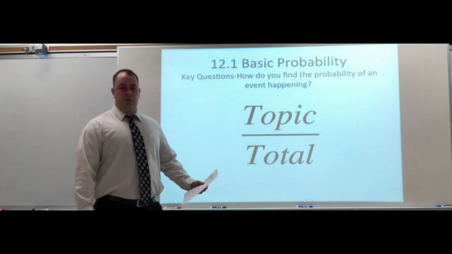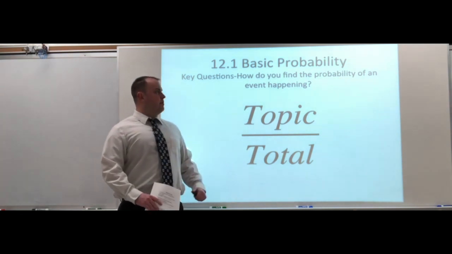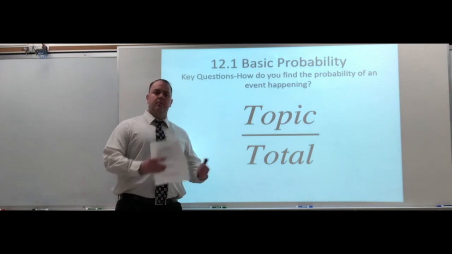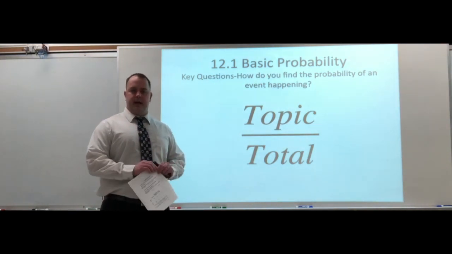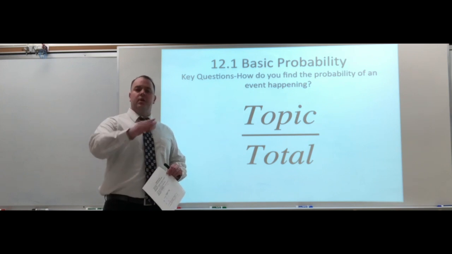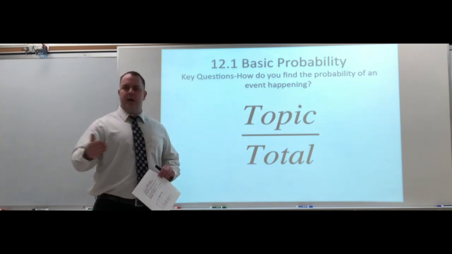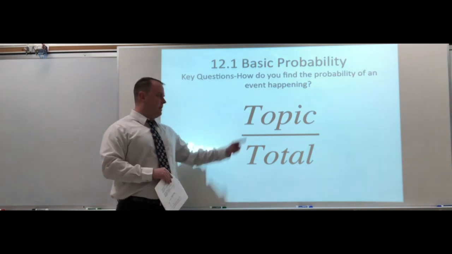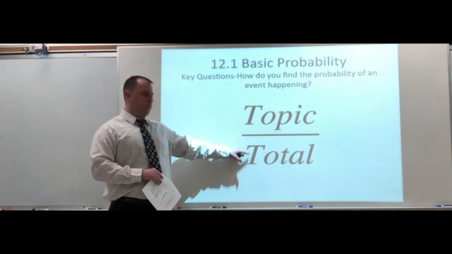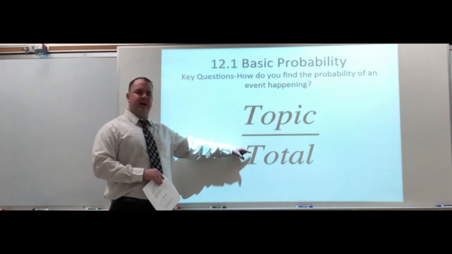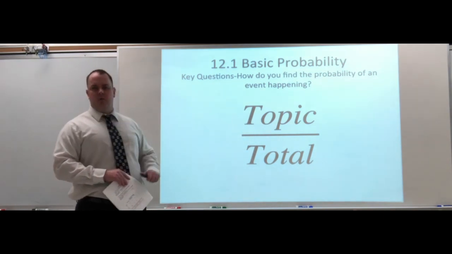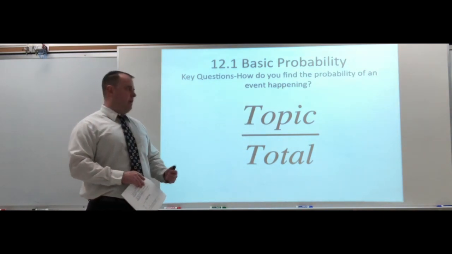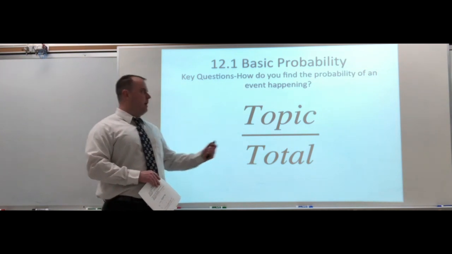So continuing with 12.1, how do you find the probability of an event happening? Before, we talked about the addition rule, adding up all the outcomes that could happen. There's one action, but multiple outcomes could happen. That's what we're looking for. Topic over total, again, extremely important. Finding out what our total is, how many total ways it can happen, and thinking about the topic, the situation or event, that we're looking at for that problem.